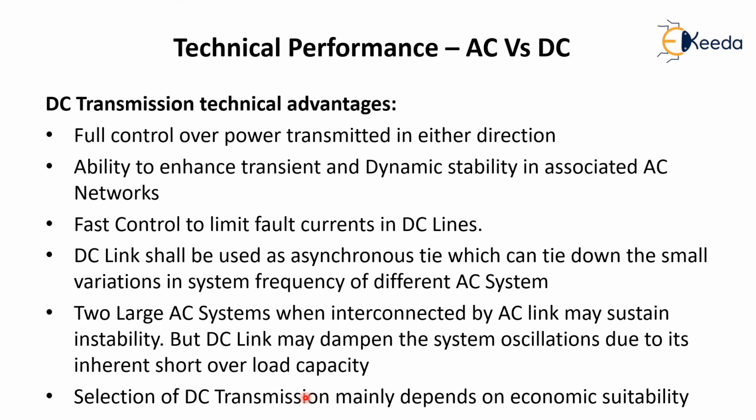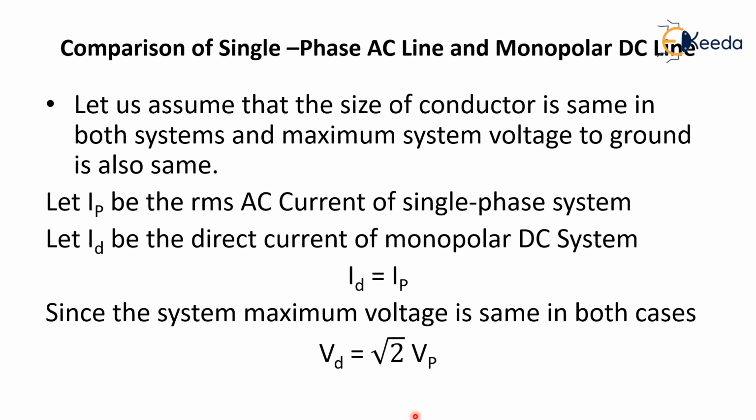The selection of DC transmission mainly depends on economic suitability, because in some cases we cannot invest more. Based on these advantages alone, we cannot directly prefer DC, because it should be economically suitable, and only then can we go ahead and use it. Apart from all this technical performance, we will now compare a single phase AC line and a monopolar DC line, and see how these two can be directly compared.